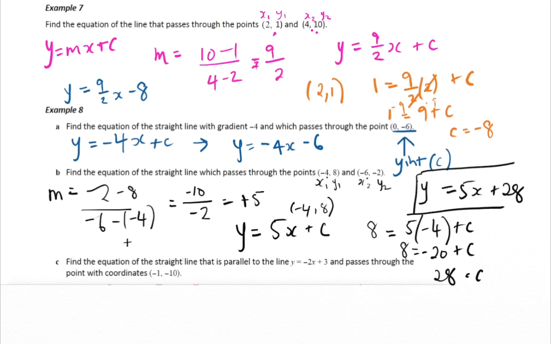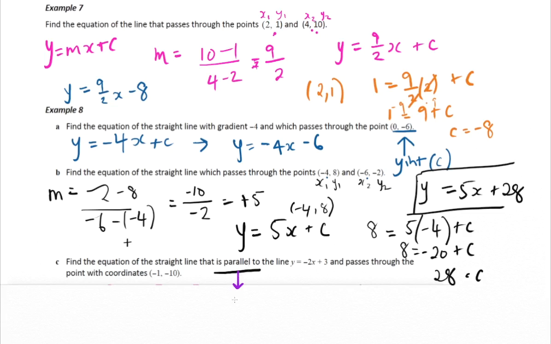Finally, for part C, find the equation of the straight line which is parallel to the line and passes through this coordinate. Now, hopefully you remember in our first lesson we looked at parallel lines and what they mean and how we can find their equations. So the key word of parallel, actually I'm going to let you decide what the key word is. Again, I'd like you to pause the video and work out what the equation of the line is going to be.